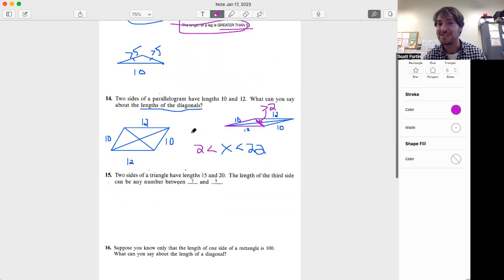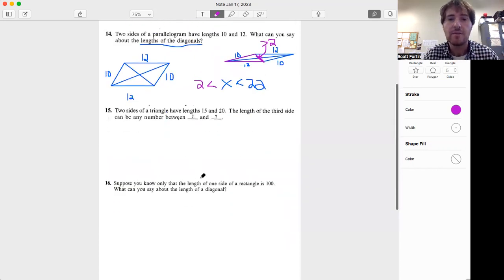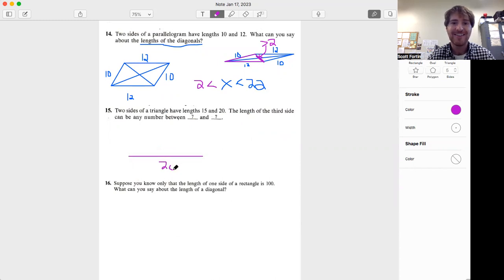Anyways, isosceles triangles are a bit easier. Okay, two sides of a triangle have lengths of 15 and 20. The length of the third side can be anywhere between, well, we've got to think of the extreme cases. If I have a length of 20 here, and I have a length of 15 over here, what's the maximum that third side can be?